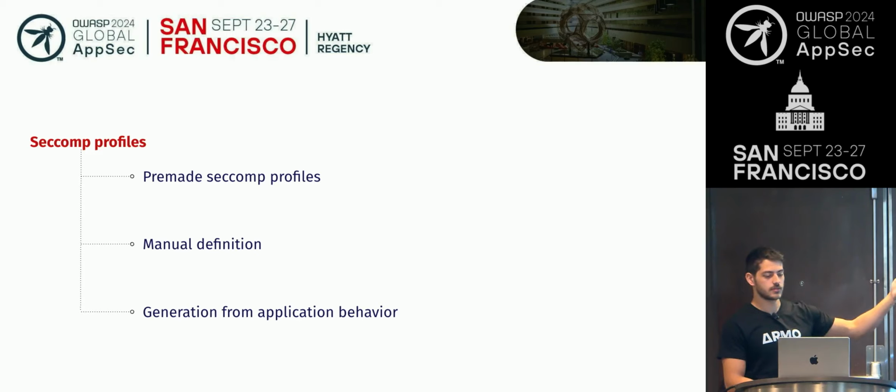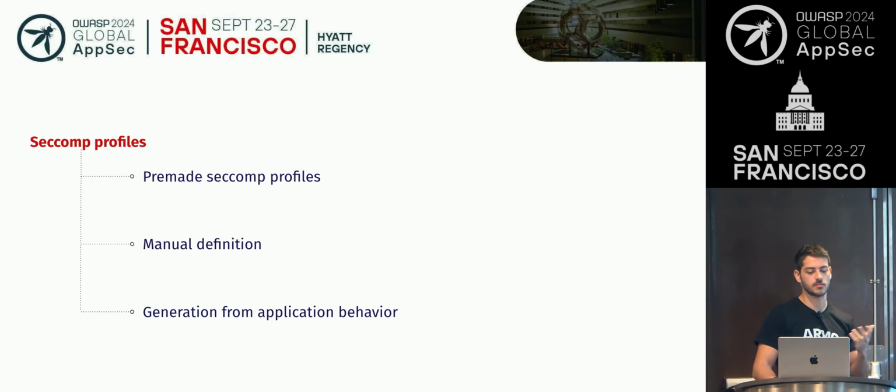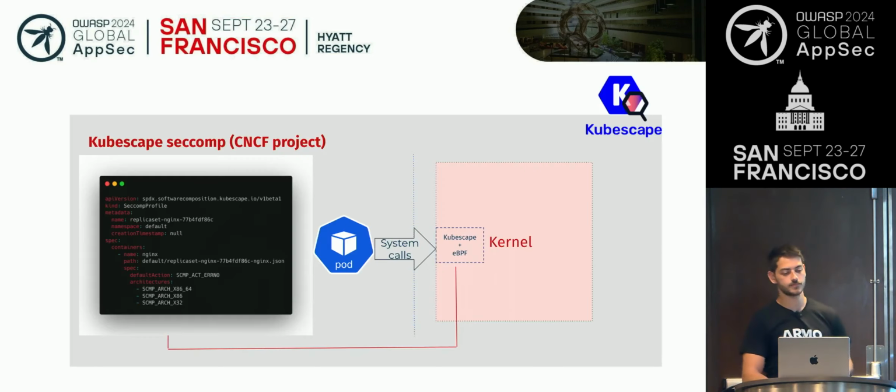Manual definition is the second way to do it, but it's also very hard because, again, you go to the developer, and no one knows which system calls the application is doing. It's basically impossible. And so the best way to do it is to generate from the application behavior. The thing about those policies is that they need to be tailored per application. And this is what we're going to see how to do today.